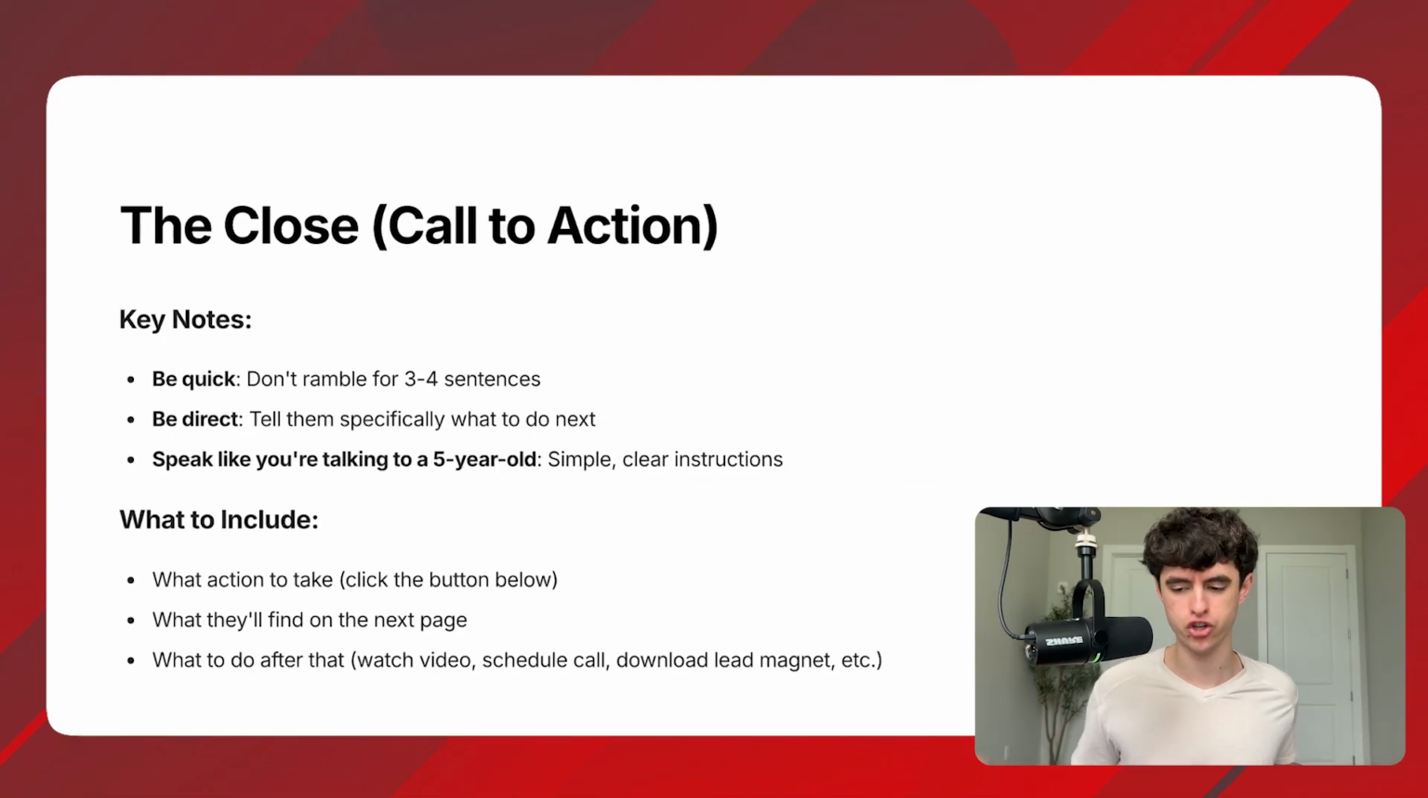So just some other additional key notes about this. You want to be quick. Don't ramble for 3 to 4 sentences. Get to the point quick and be direct. Tell them specifically what to do. And another thing that I like to say is, speak to them like you're speaking to a 5-year-old or a 5th grader. No, that's kind of a big age gap. But the point is simple, clear instructions, right?